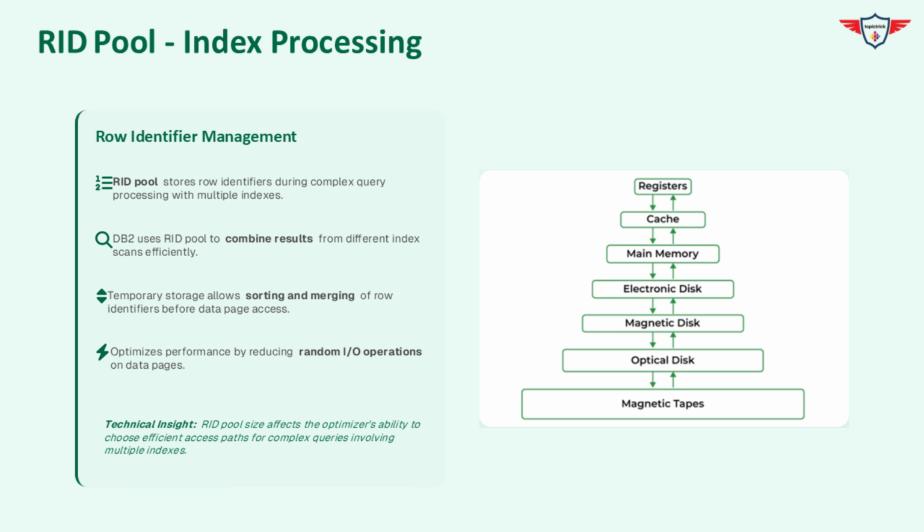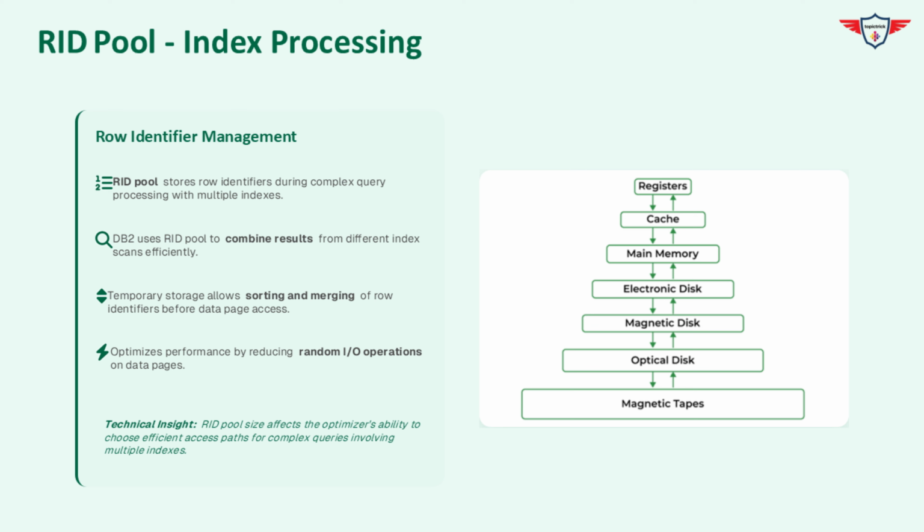Here's a real-world scenario. Imagine you're searching for customers who live in California and have purchased products in the last 30 days. DB2 might use one index to find California customers and another index to find recent purchasers. The RID pool temporarily stores the row identifiers from both index scans. DB2 can then sort and merge these row identifiers, eliminate duplicates, and organize them efficiently before accessing the actual data pages. This process dramatically reduces random I/O operations because DB2 can access data pages in a more sequential, organized manner.